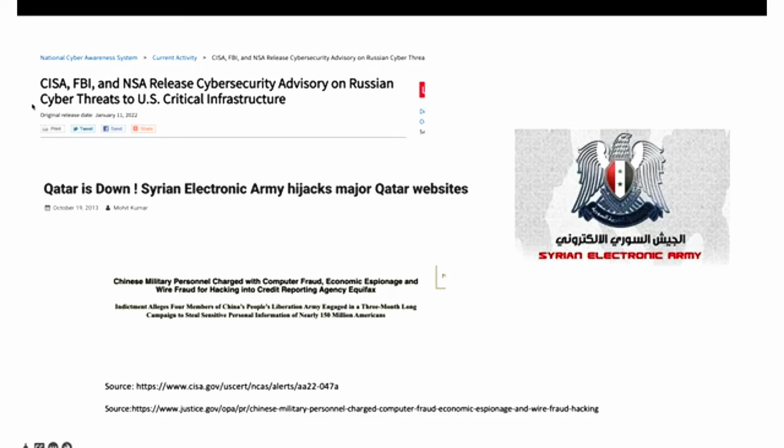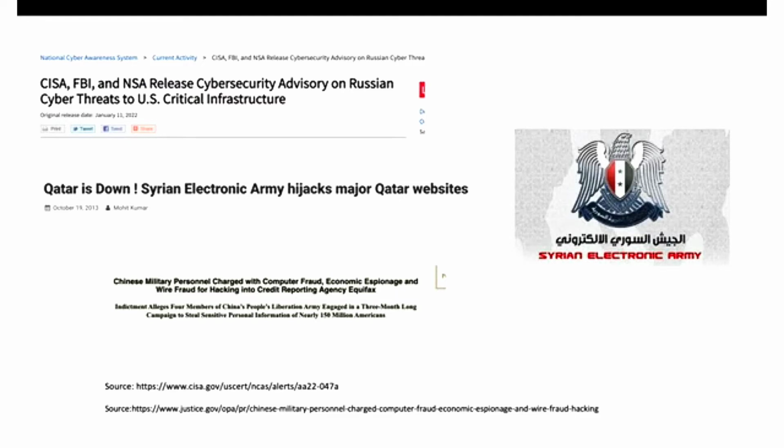The US has been publicizing a lot of information around threats by Russian and Chinese actors, or the Chinese government, trying to get into their critical infrastructure. And then there have been multiple cases like the Syrian Electronic Army, which was a group of hackers who are pro-Bashar in Syria, and they were responsible for hacking major websites in Qatar.